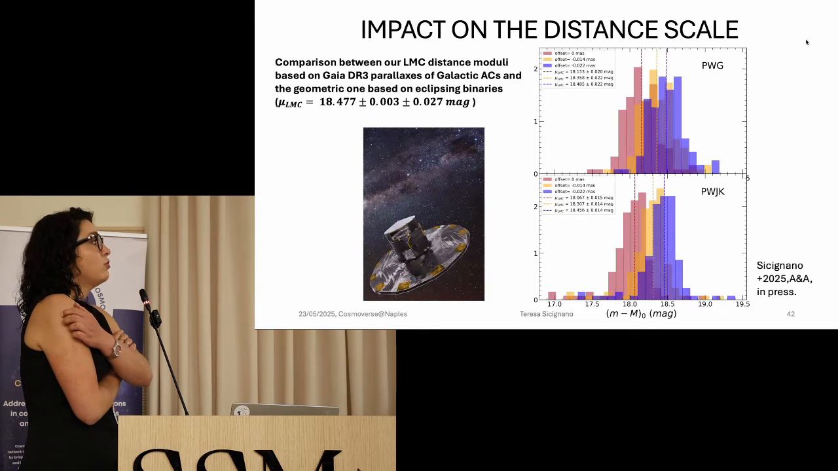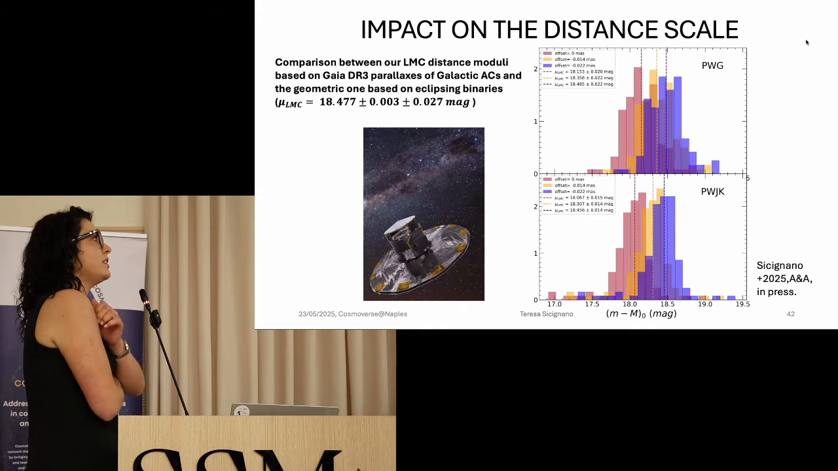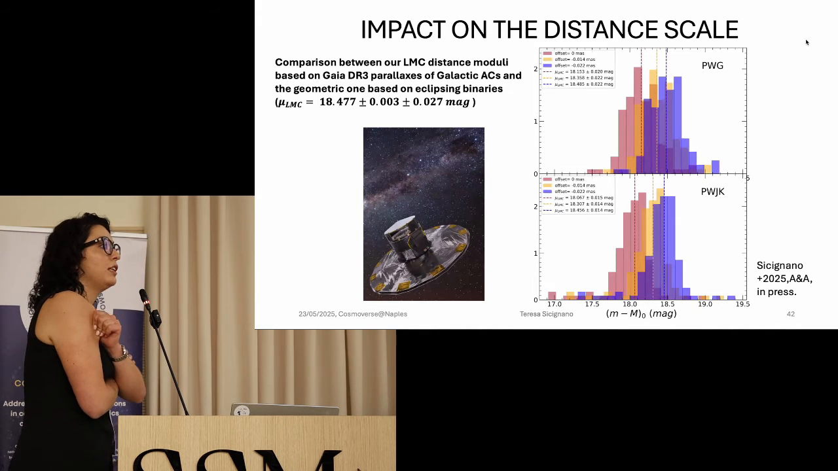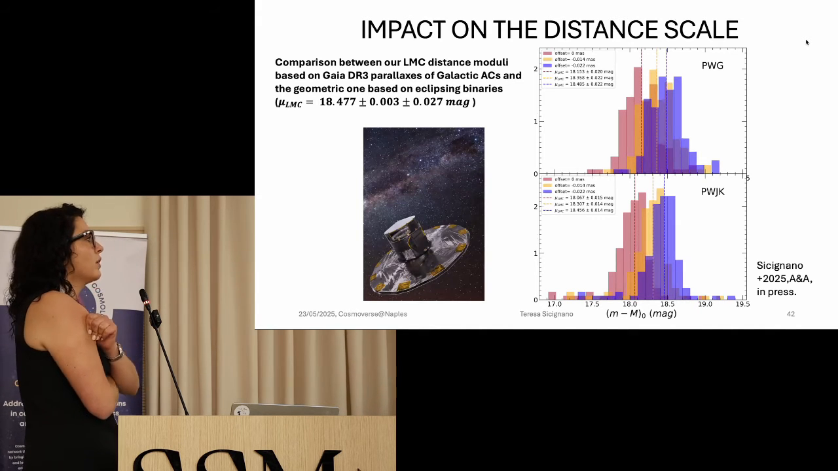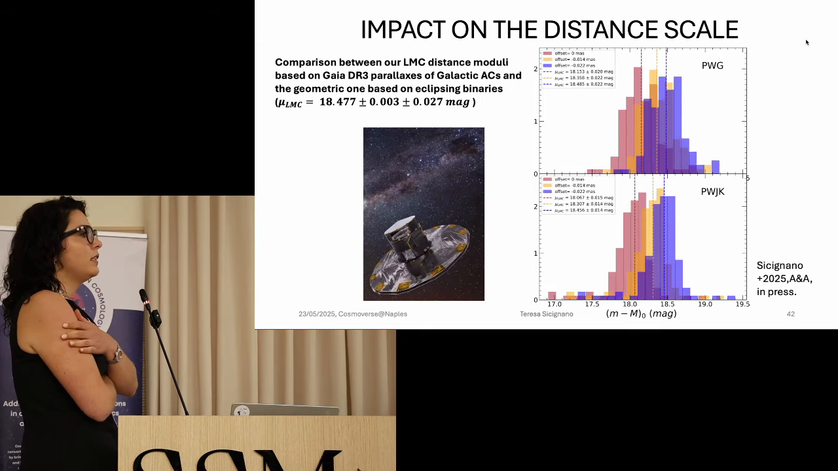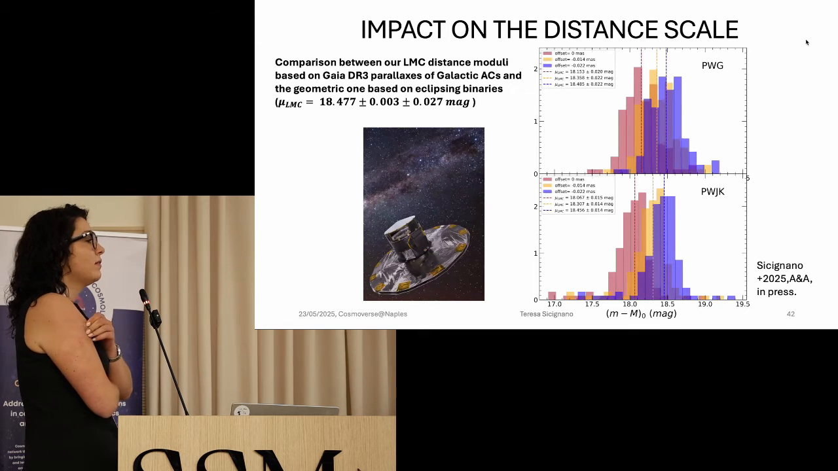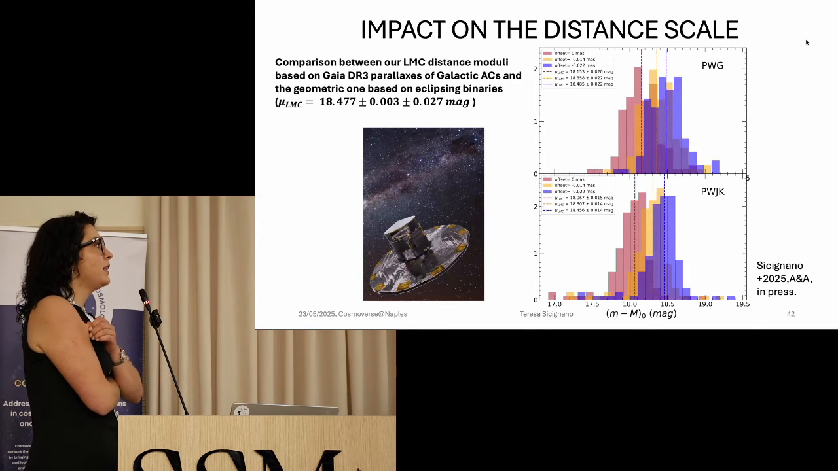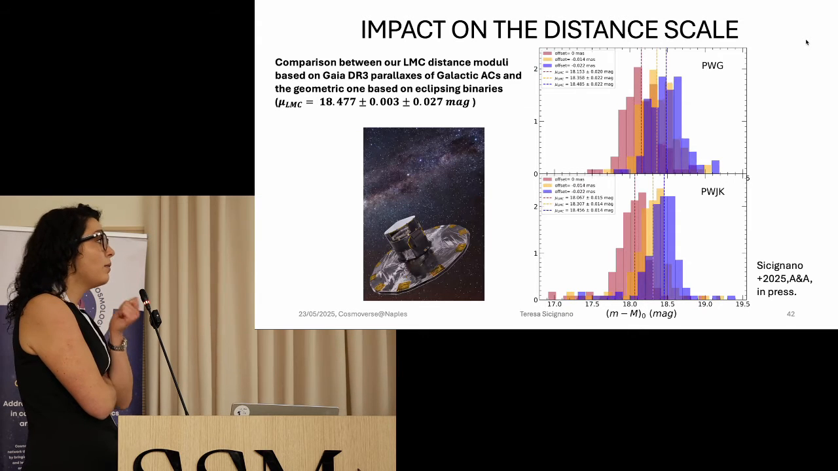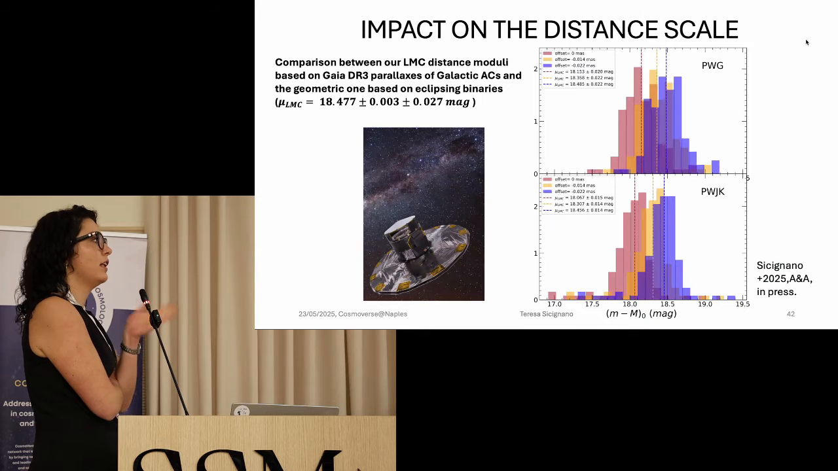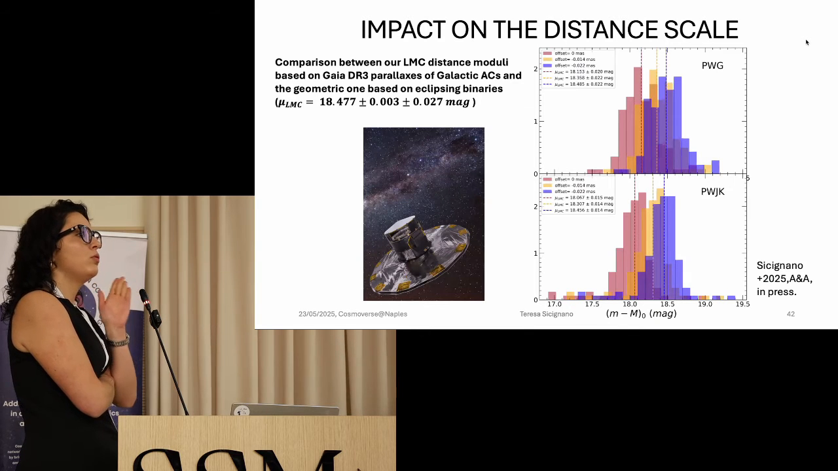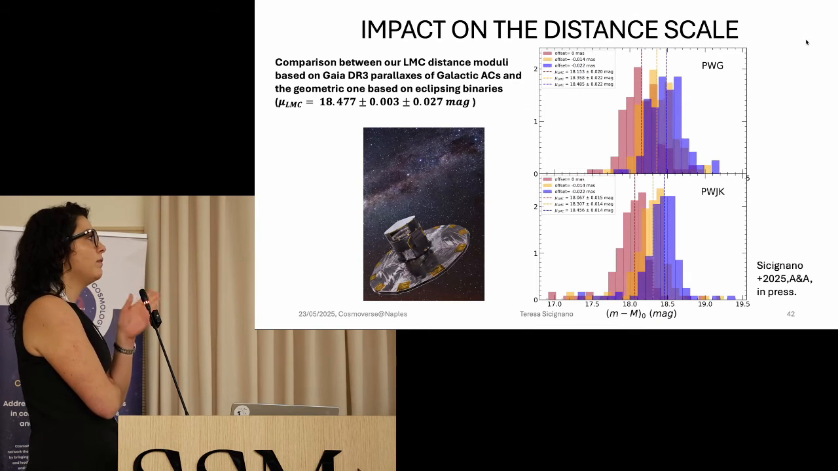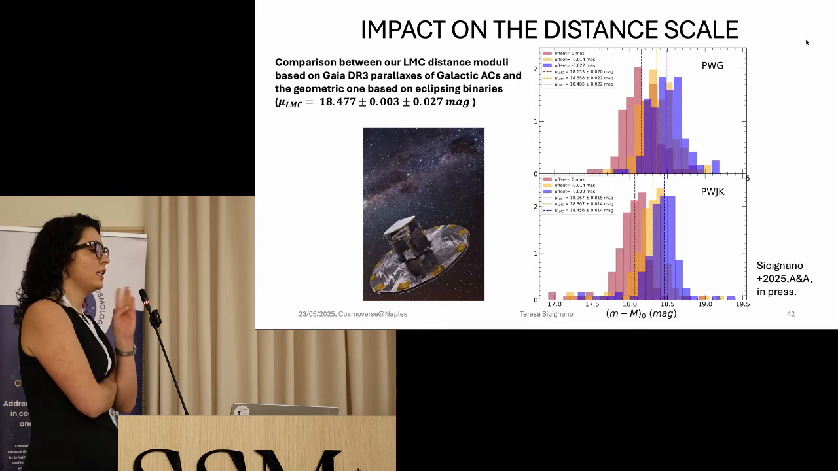In this case, to check the validity of this relation, we decided to calibrate them with the Gaia parallaxes and to calculate the distance of the LMC. As you know, also for classical Cepheids, Gaia parallaxes are affected by a zero-point problem, and we need to apply a zero-point offset correction. We see that also for anomalous Cepheids, which trace a different population and have different period-luminosity relations, we need to apply the same offset to retrieve the distance of the LMC. And also you can see that the distance from anomalous Cepheids is statistically smaller.